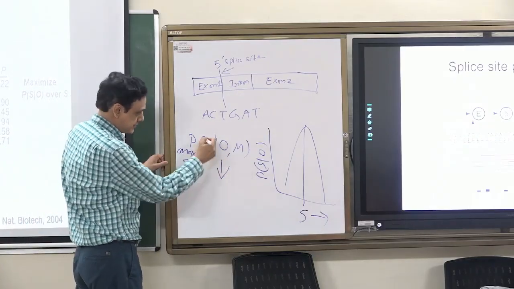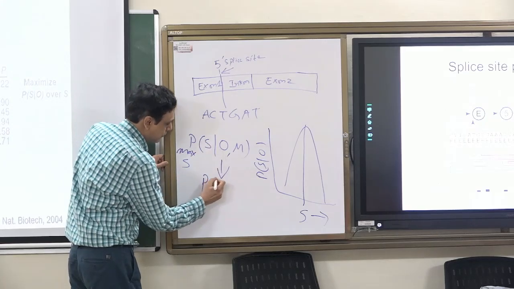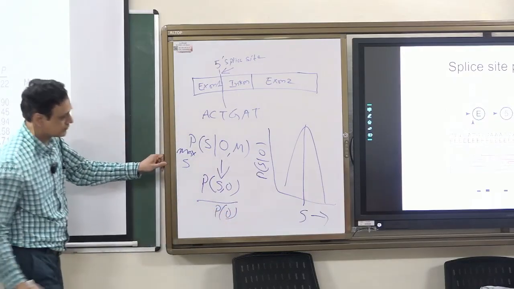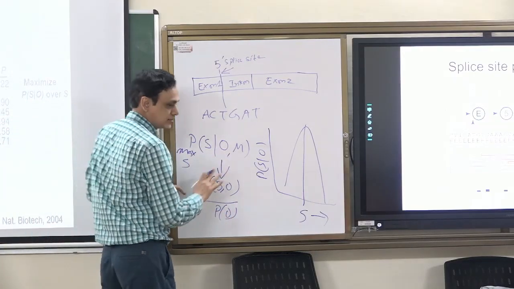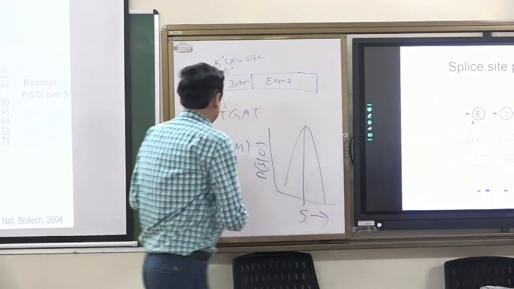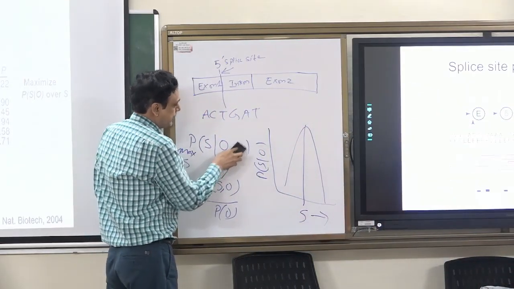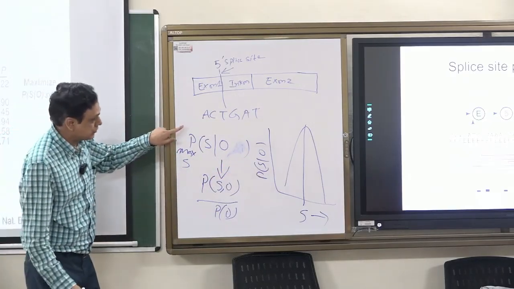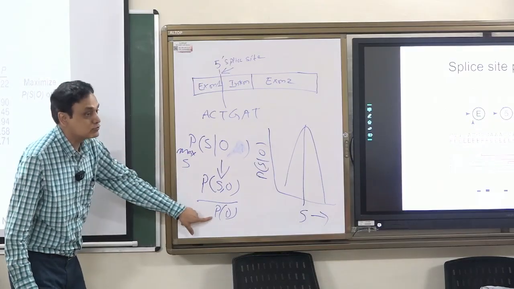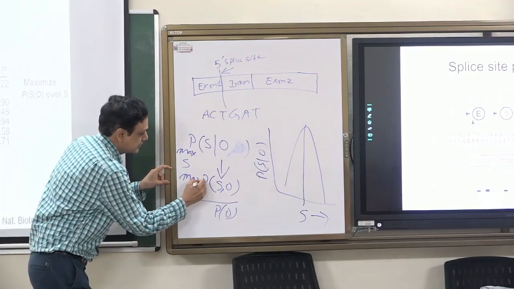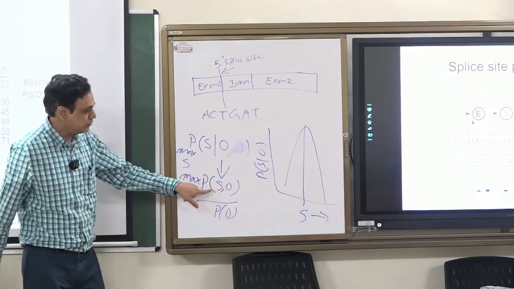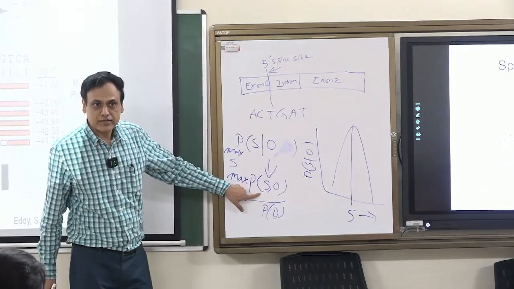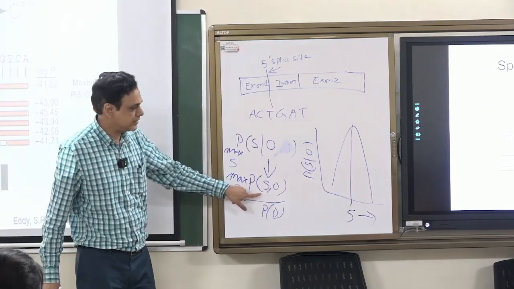You can write this as the probability of S and O divided by the probability of O. So maximization with respect to S, there is no S in the denominator. So basically you are maximizing this one, the numerator. And you actually computed the joint probability of hidden sequence and observation sequence.